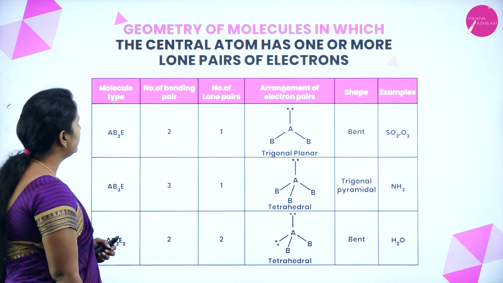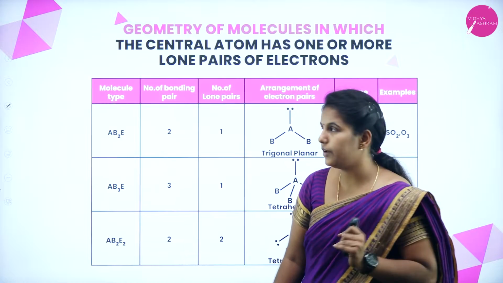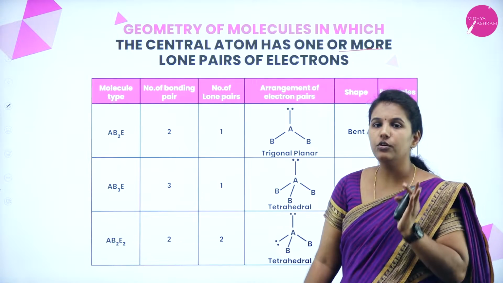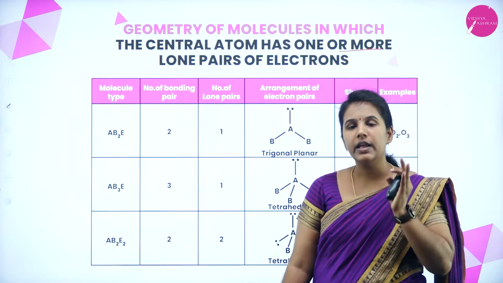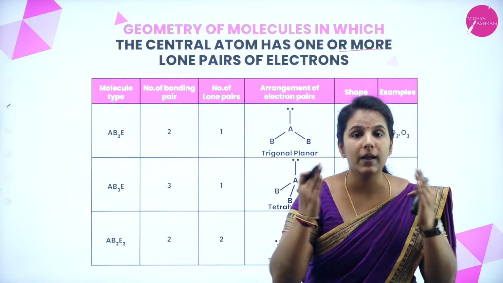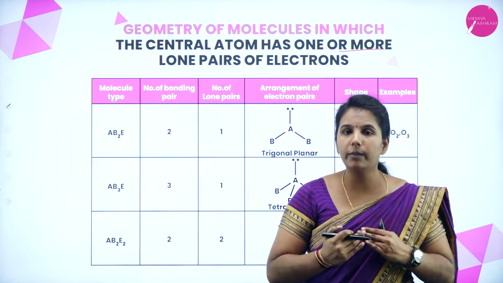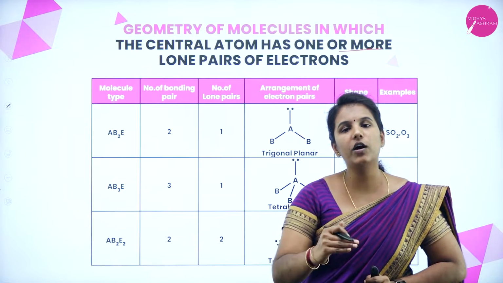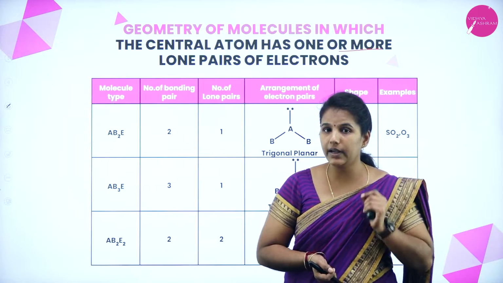Now let us take how to predict the geometry of molecules if the central metal atom has 1 or 2 lone pairs of electrons. In the last case, we discussed how to predict the shape if the central metal atom has no lone pair of electrons. Now we are going to understand the geometry of molecules where the central metal atom has 1 or more lone pairs of electrons. Then how to predict their structure?